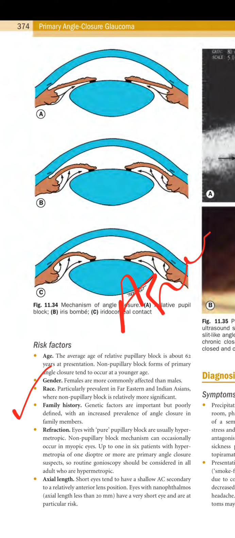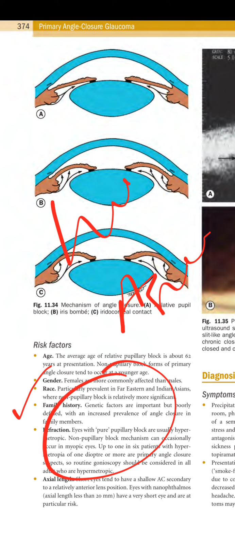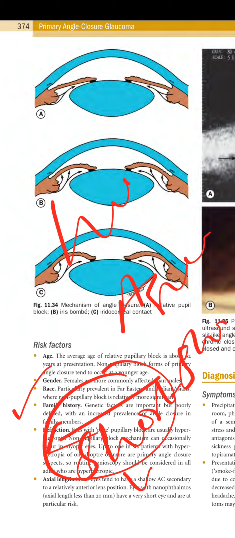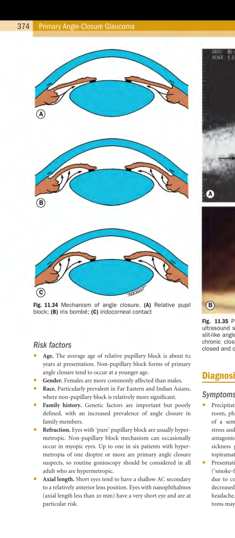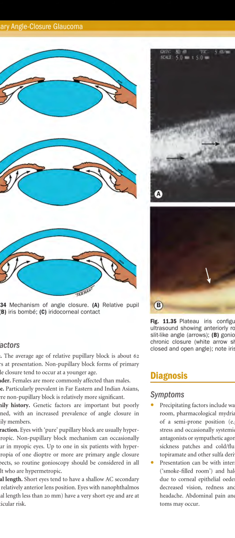Axial length: short eyes tend to have a shallow AC secondary to the relatively anterior lens position. Eyes with nanophthalmos, axial length less than 20 millimeters, have short eyes and are at particular risk. So basically, those having short eyes usually have hypermetropia. Short axial length and hypermetropia are both risk factors for developing angle closure glaucoma.